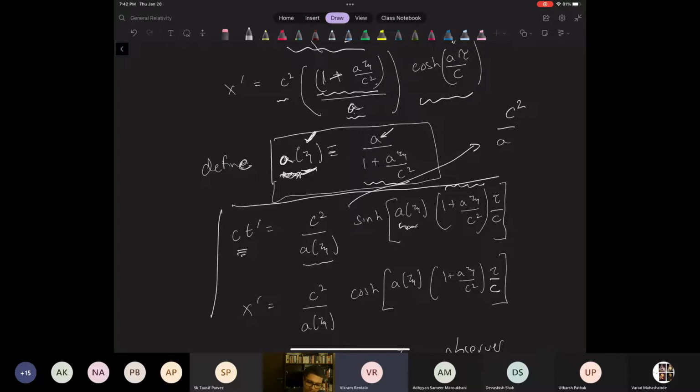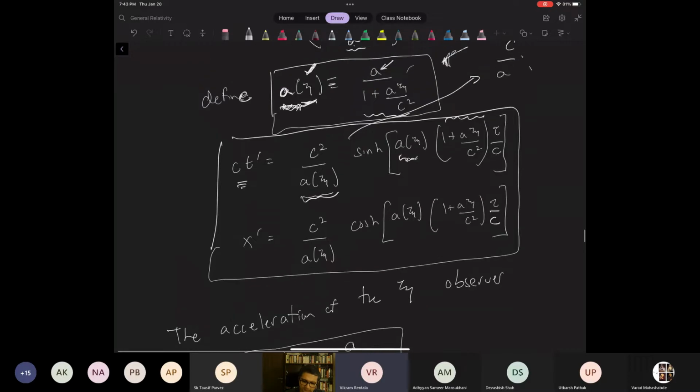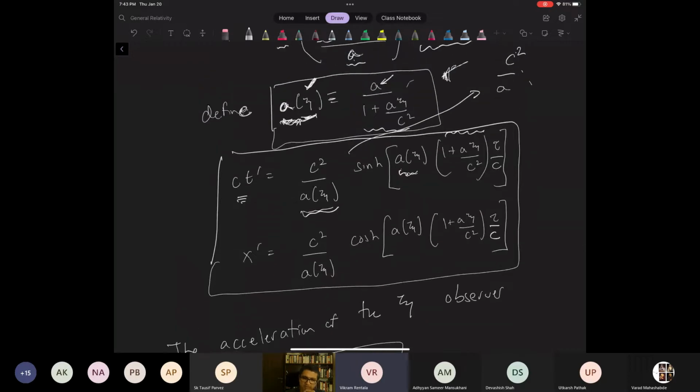Any questions here about the mathematical step? All I did was replace the A's inside this by A of xi, where A of xi is this quantity. Now if I compare this with the equations that I had before for that accelerating observer, you'll see something interesting.